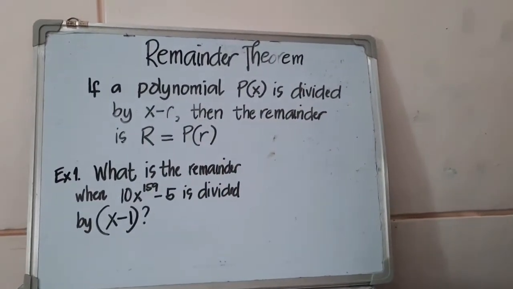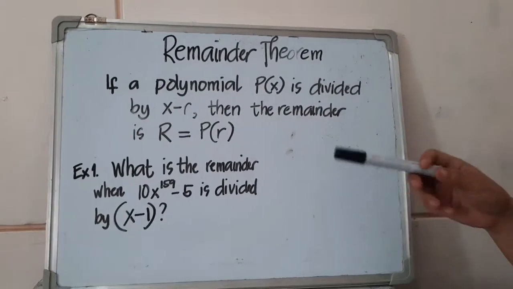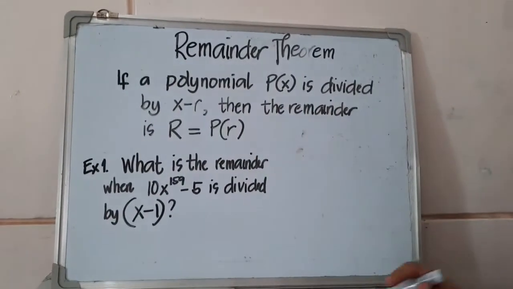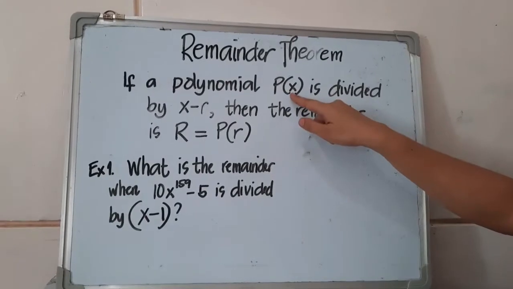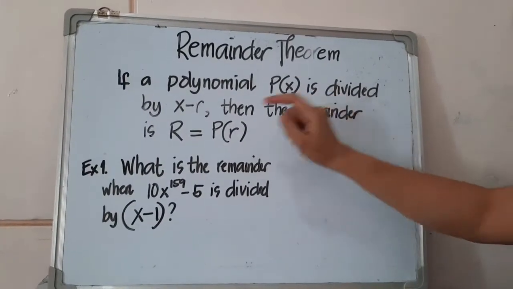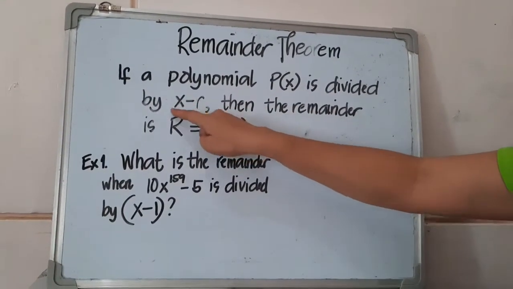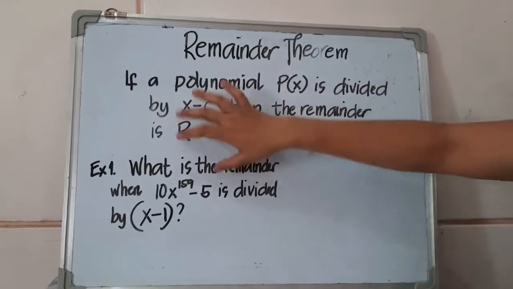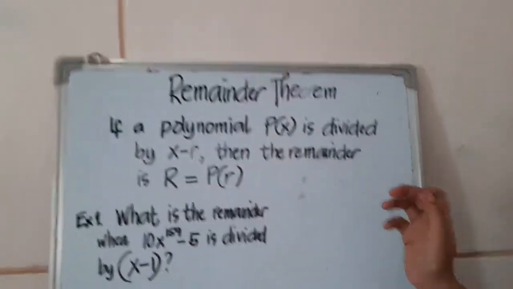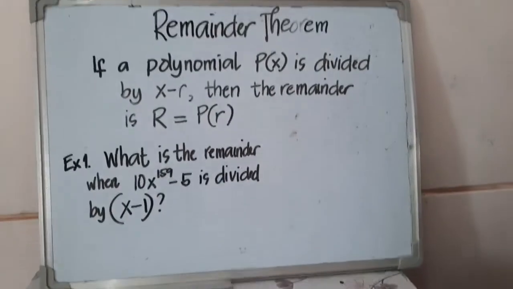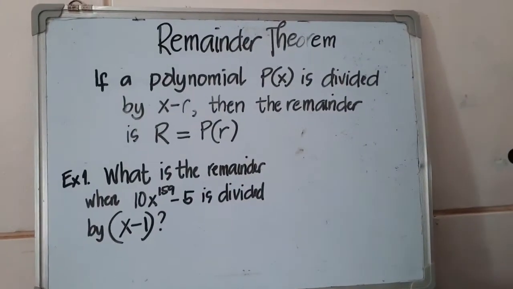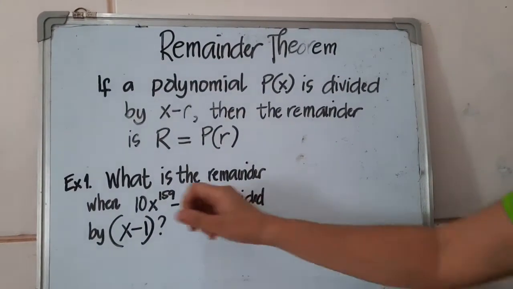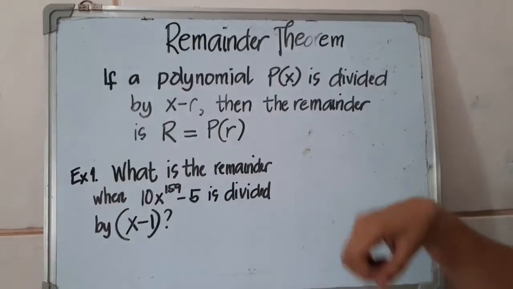Did you get that? Yeah, I know it's very complicated when you see a lot of variables here. P of x here will stand as our dividend. X minus r will stand as our divisor. So if we're going to use this remainder theorem, then we can get automatically our remainder. Okay, to understand clearly, I'll give you an example here.